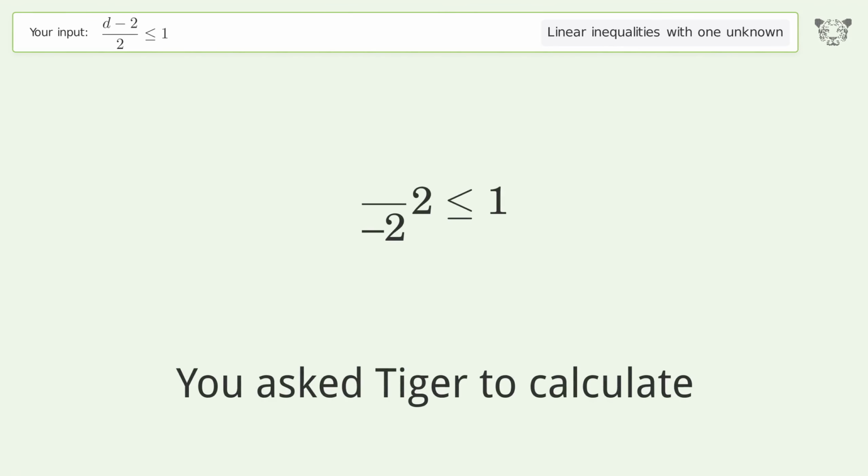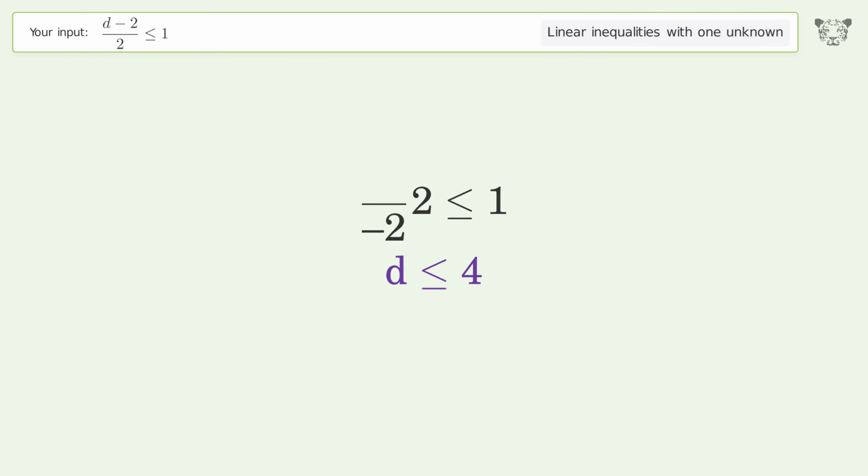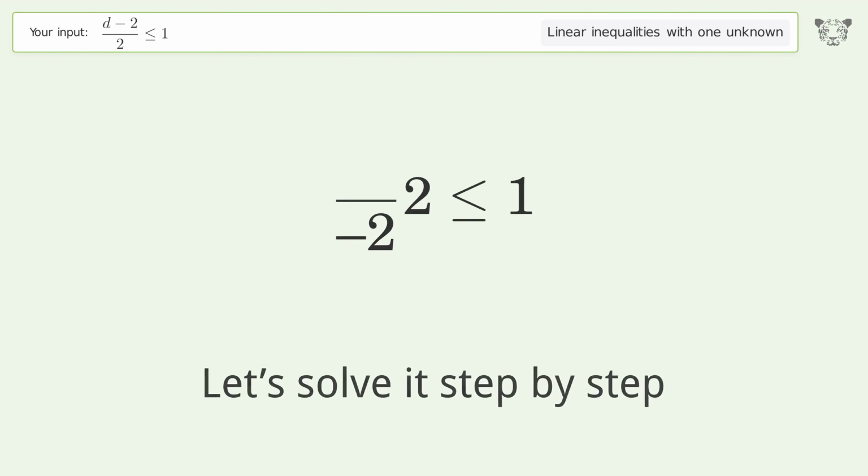You ask Tiger to calculate. This deals with linear inequalities with one unknown. The final result is d equal or smaller than 4. Let's solve it step by step.